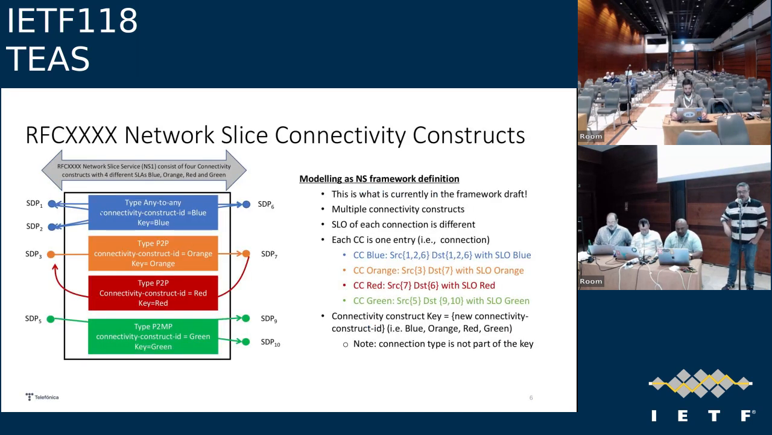please. So just recapping, as a base for the discussion later on in the use case, just a reminder. In the original idea of the network slice controller, we represent the network slice as a set of connectivity constructs. So we can have different connectivity constructs with different ways of connecting, any to any, point to point, point to multipoint, connecting different SDPs and supporting different SLOs, SLAs, different identifiers, and so on. So taking this as a departing point for explaining the case, next please.